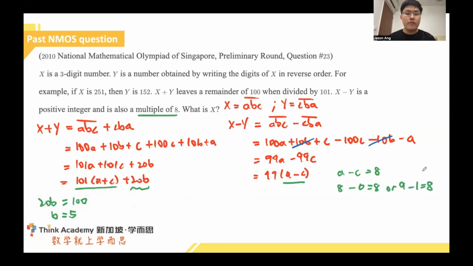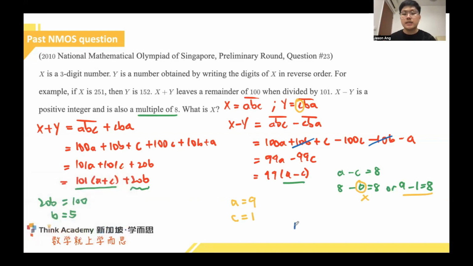However, if we look at this specific value, C, 0, can C be a 0 in this case? We would not actually take this as an answer because in CBA, we consider Y as a 3-digit number as well. So that's why we will say that C cannot be 0, and this will be rejected. We can only get the answer 9 minus 1 equals 8. This means that A equals 9 and C equals 1. This means there is only one final outcome in the end.